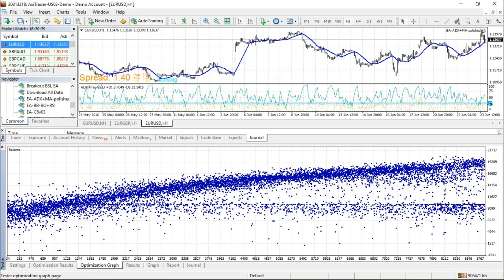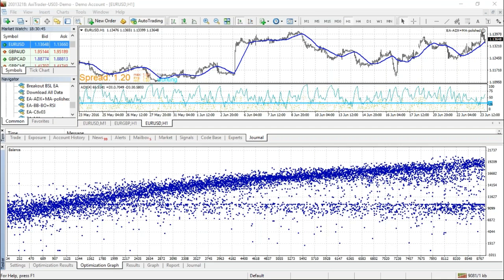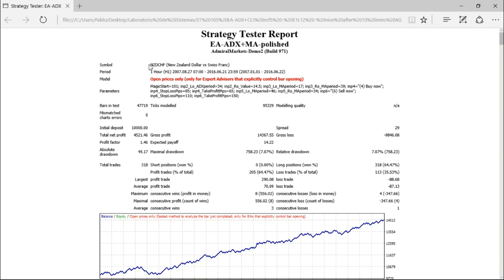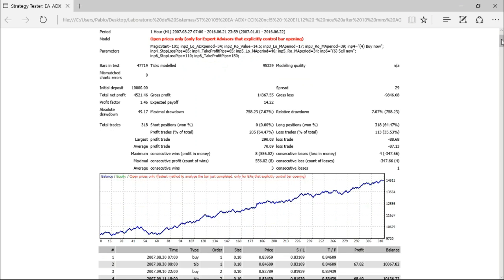And not only on the euro dollar. The next test we do is we go on other pairs and we check, okay, great, it made money on the euro dollar. What about on other pairs? That's the real proof of the pudding. And this is the same bot on the New Zealand Swiss franc. Again, 9 years. And as you see, it has a great back test as well.